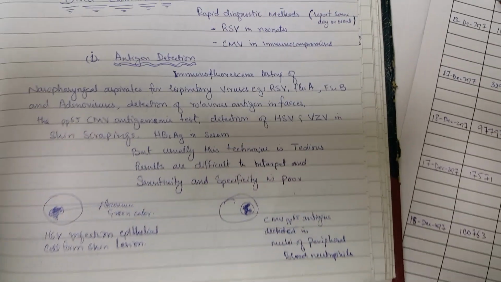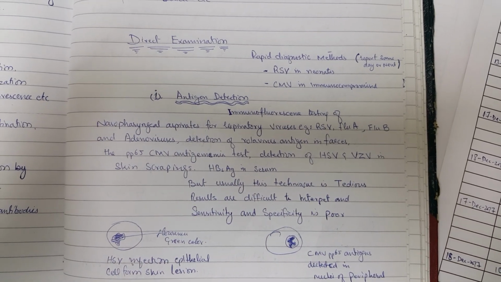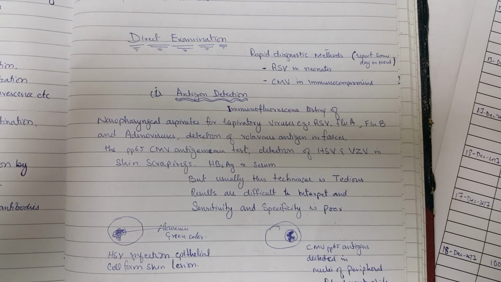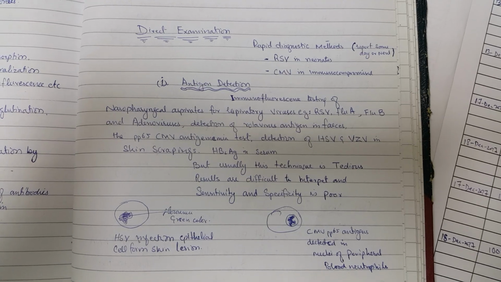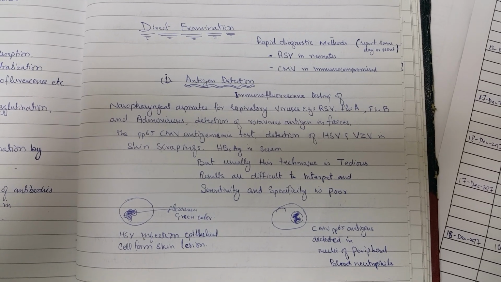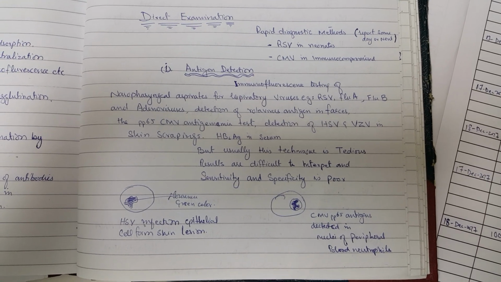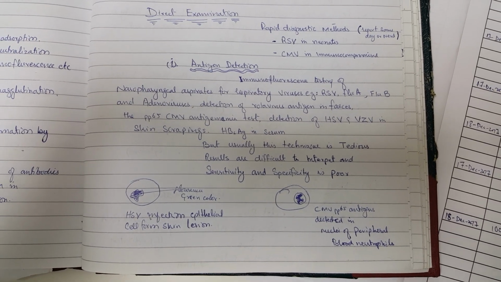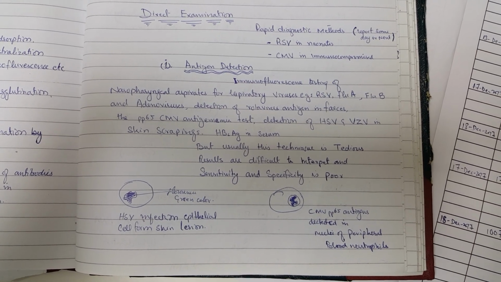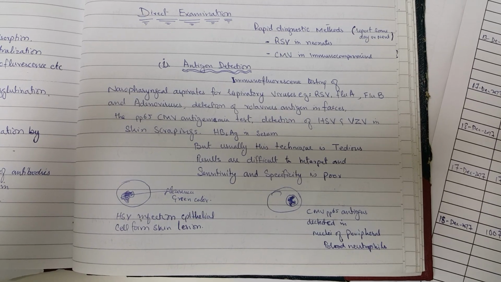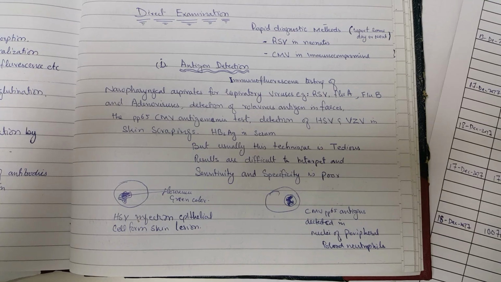In the direct antigen test, which is under the direct examination, like rapid diagnostic methods, RSV and cytomegaloviruses in immunocompromised patients. The nasopharyngeal aspirate is used for respiratory viruses, RSV and flu A and flu B and adenoviruses, detection of rotavirus antigen in the feces, and the cytomegalovirus pp65 antigenemia test, detection of herpes simplex and varicella zoster in skin scrapings, and hepatitis B surface antigen in the serum.